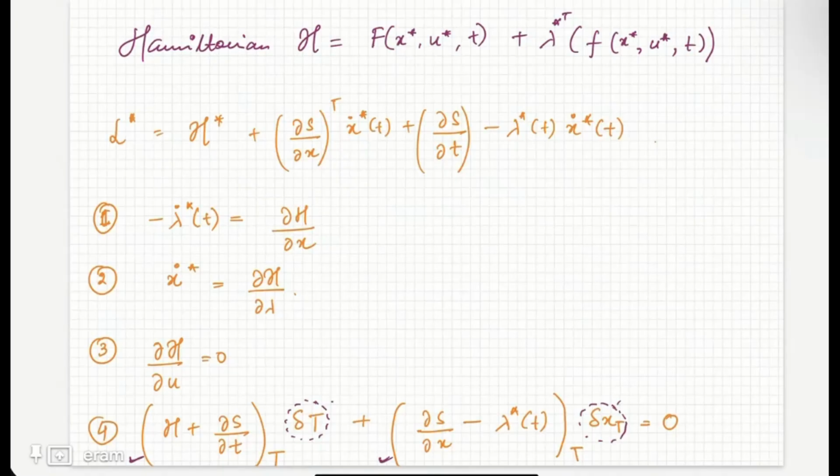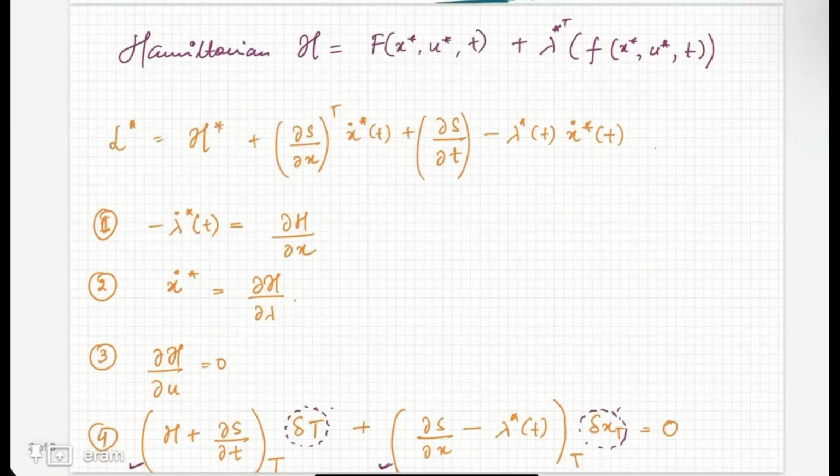Now this covers the optimal control theory for continuous time system. Now how can we extend it for discrete time system? Now let's also look how this can be extended for discrete time system.